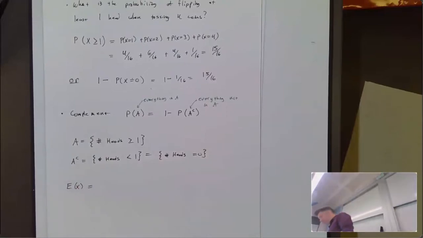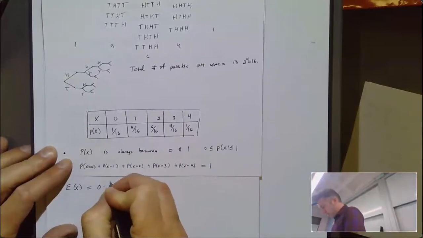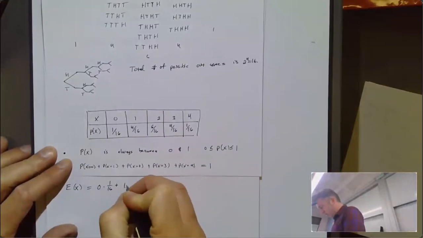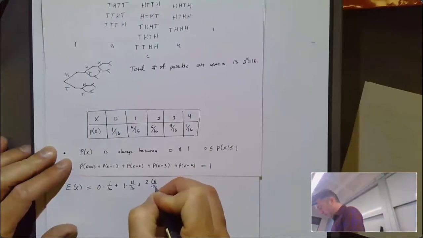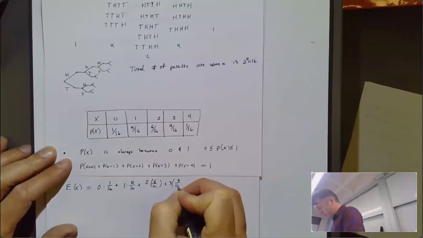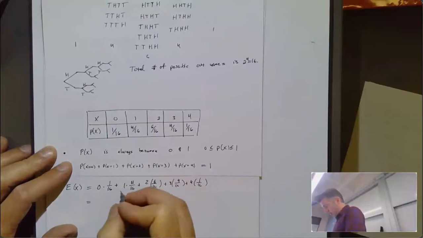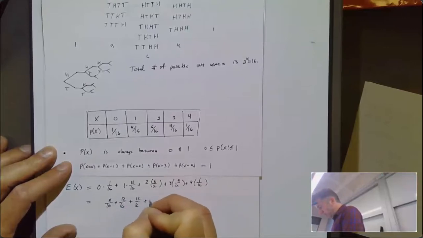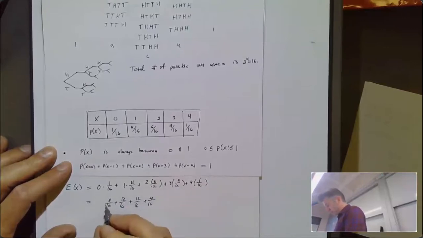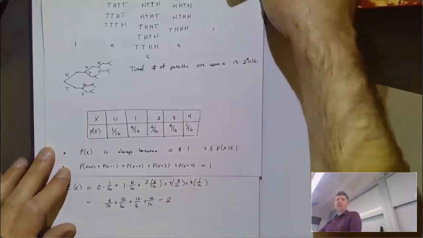So the expected value of the number of heads is going to be, well, I'm just going to take my previous table and do some multiplication. It's going to be 0 times 1/16 plus 1 times 4/16 plus 2 times 6/16 plus 3 times 4/16 plus 4 times 1/16. That's going to be 0, plus 4/16 plus 12/16 plus 12/16 plus 4/16. That's 16/16, which is 1, plus another 16/16, which is indeed 2. Just like we expected.